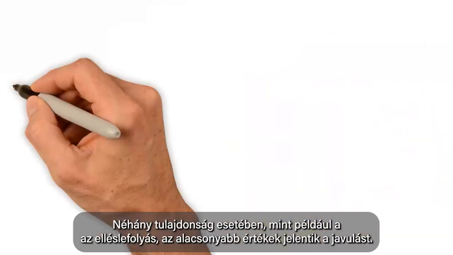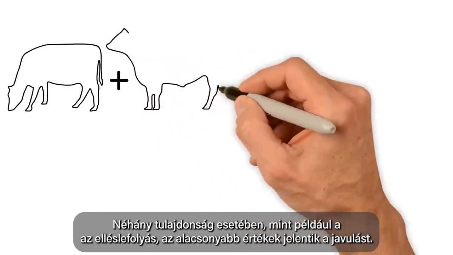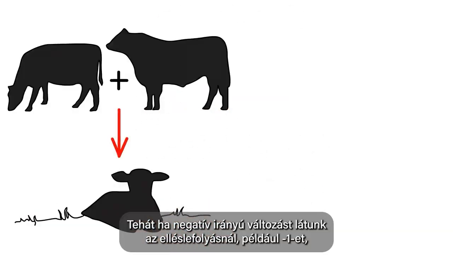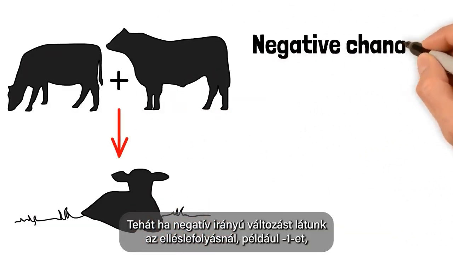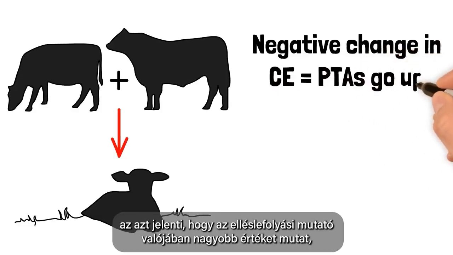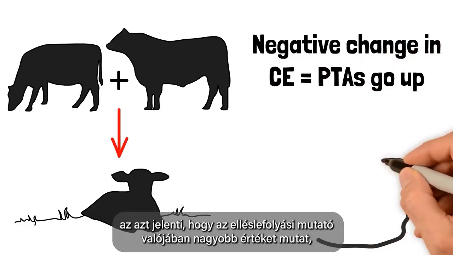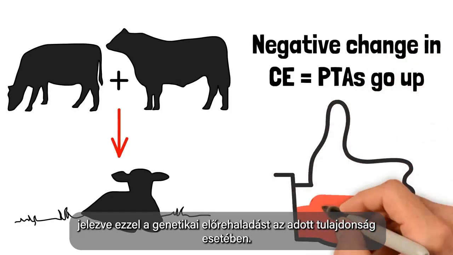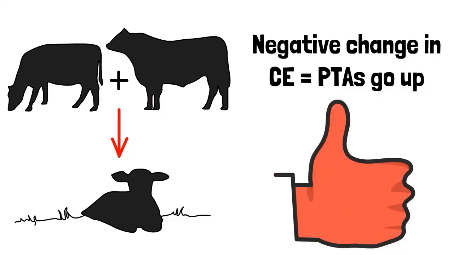Some traits, like calving ease, improve with lower values. So if we see a negative change in calving ease, say -1, that means the PTA will actually go up, indicating genetic progress in that trait.